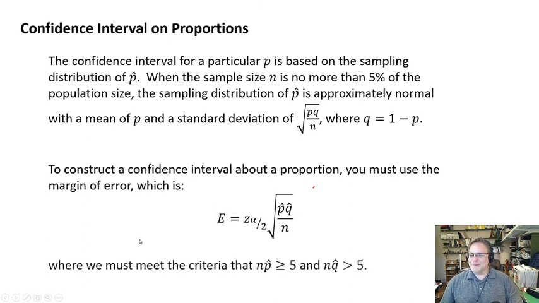And by the way, in order to make it so that we can use the normal distribution, we have to meet this criteria that the sample size times p hat has to be bigger than 5. That's very easy. That's very common. And the sample size times q hat also has to be greater than 5. That's pretty easy to accomplish.